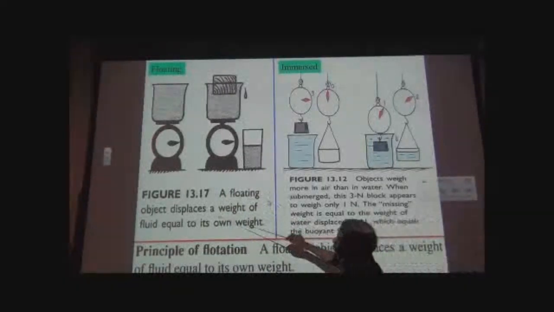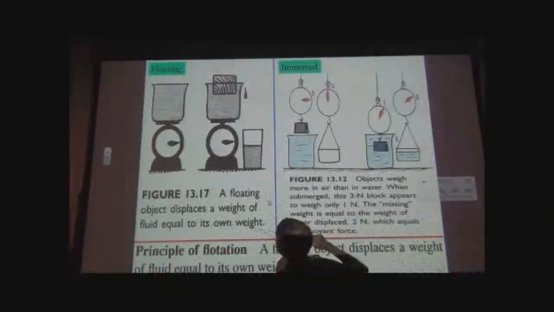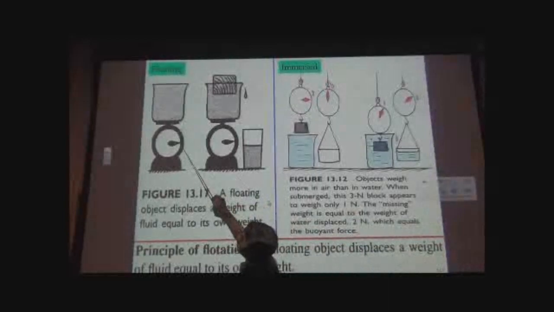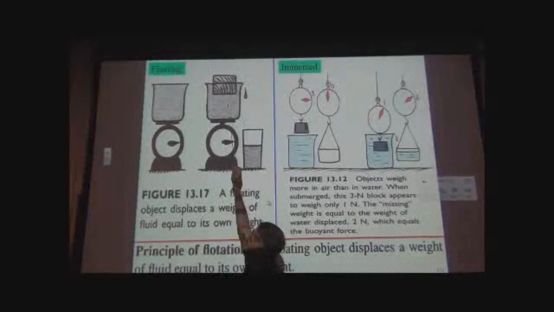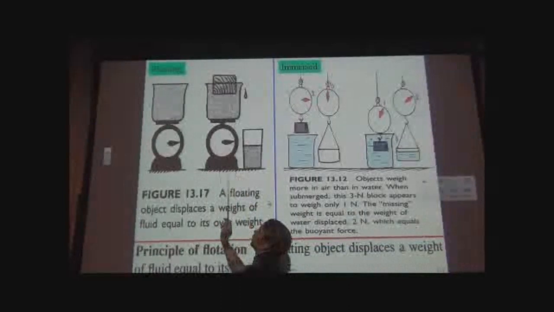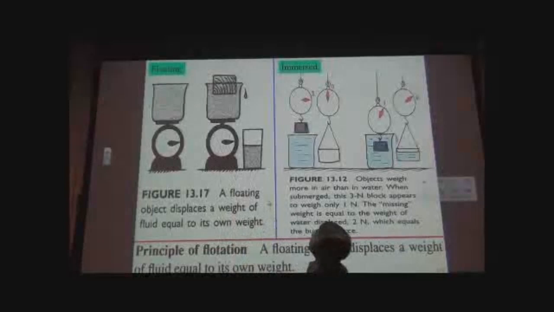The floating object displaces a weight of fluid equal to its own weight. So notice that if this is 3 newtons, it is 3 newtons here too, because you've added the weight of the block, but you've removed the weight of water that got displaced. So this weight remains the same.